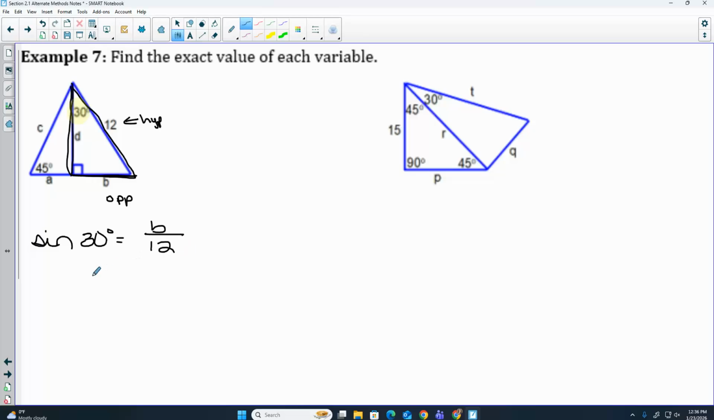I want to find this, and I said exact value. So the sine of 30 degrees, fold in your 30 degrees. Sine's the square root of the top over 2. I have 1 finger above, so radical 1 over 2 is just 1/2, equals B over 12. So if I multiply my 12, B is equal to 6.